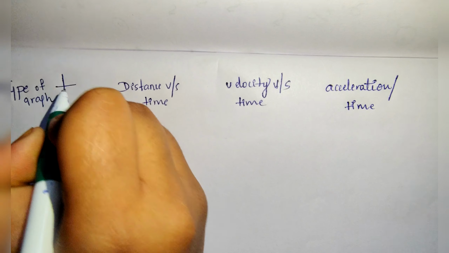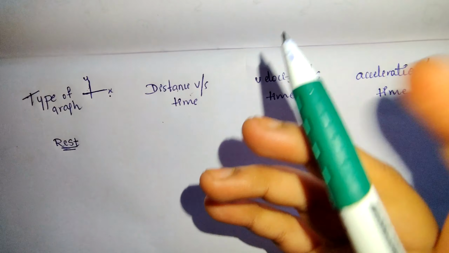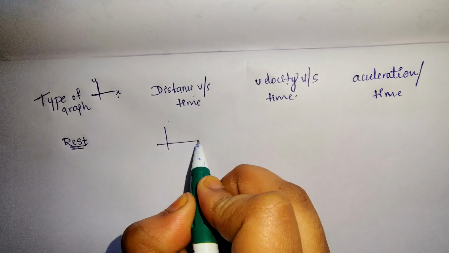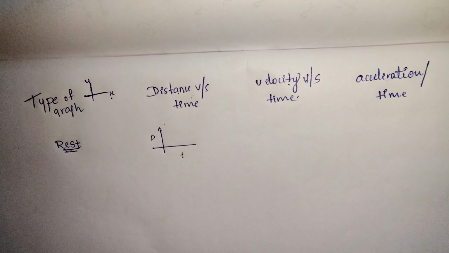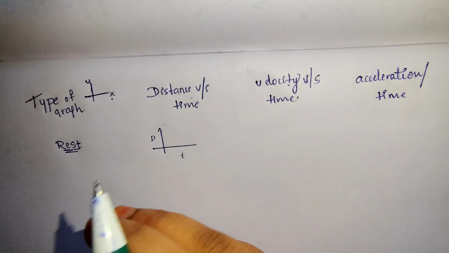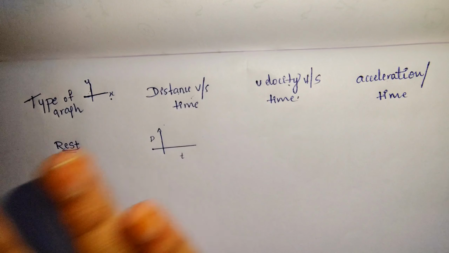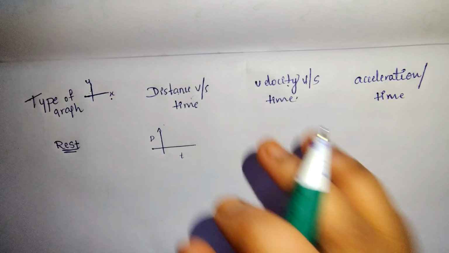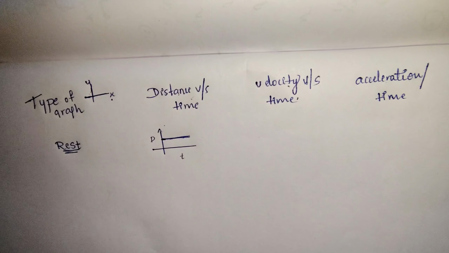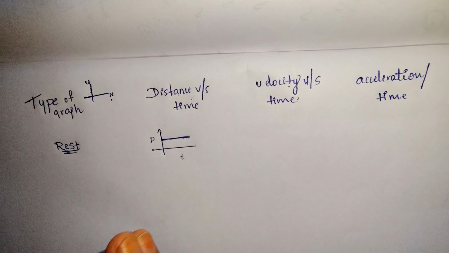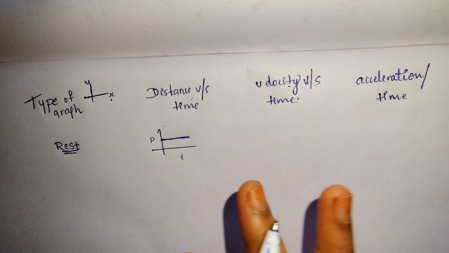The first scenario I'm taking is rest. When the body is at rest, what will the distance versus time graph be? I've already said this is distance and this is time. See, with respect to time, if the object is at rest, it is not covering any distance. Therefore it will be a straight line parallel to the x-axis. This shows that it is at rest.